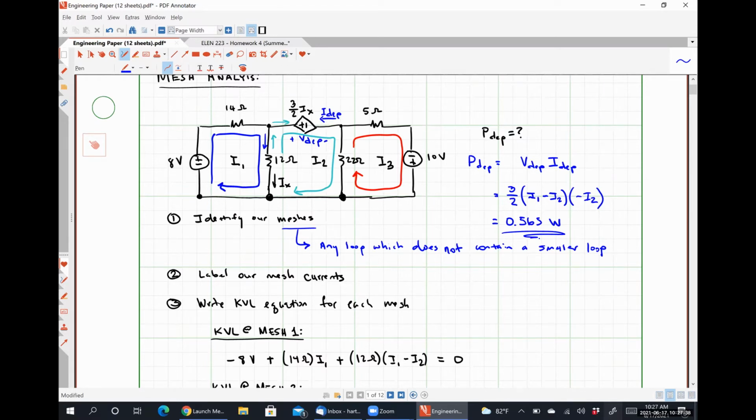Are there any further questions on this problem? I'm happy to answer them if there are. So just to clarify, I dependent is negative because it's the same as I2, but it's flowing into the negative terminal or negative part of the dependent source, right? No. I dependent is negative I2 because it's flowing in the opposite direction of I2.